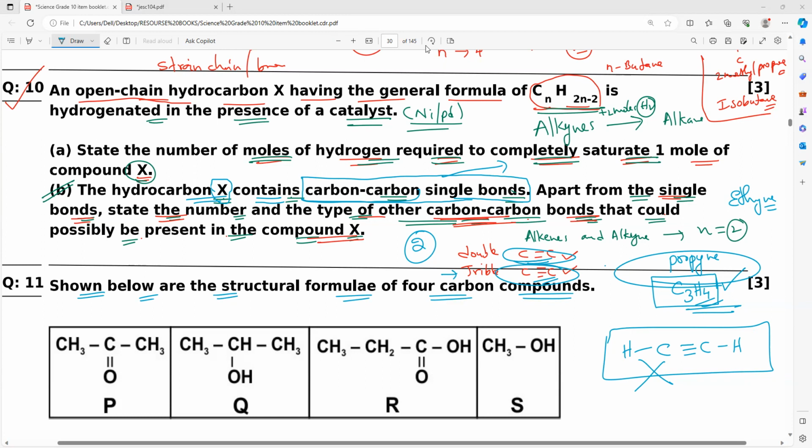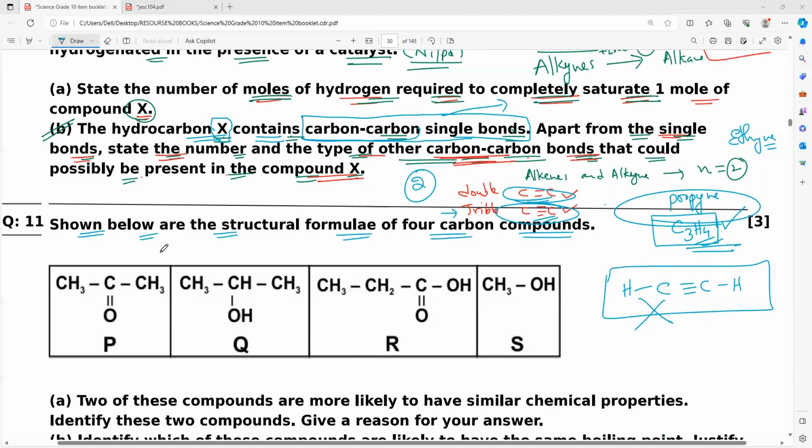Because unsaturated hydrocarbons start from n equals 2, and saturated hydrocarbons start from n equals 1. That's all they will ask. They won't ask more than that, because you are only in 10th class. Even in this question number 10, 95% or 99% will not be able to do it. Do you understand, guys? Even in part A maybe 1% of students, and in part B you cannot expect it from anybody.